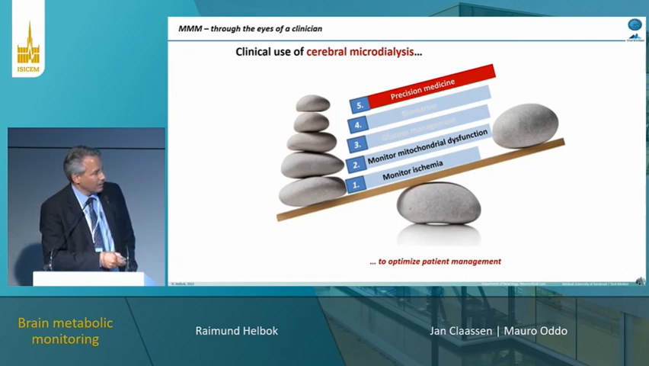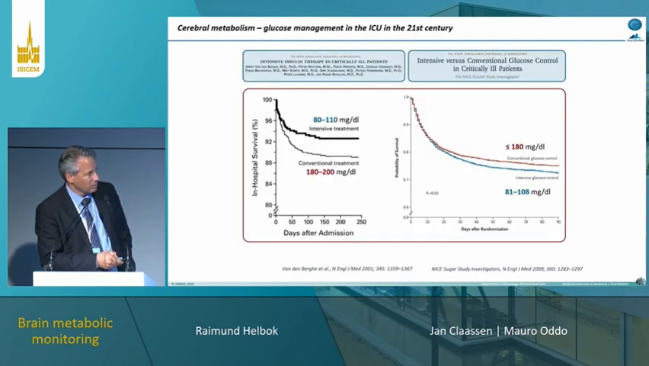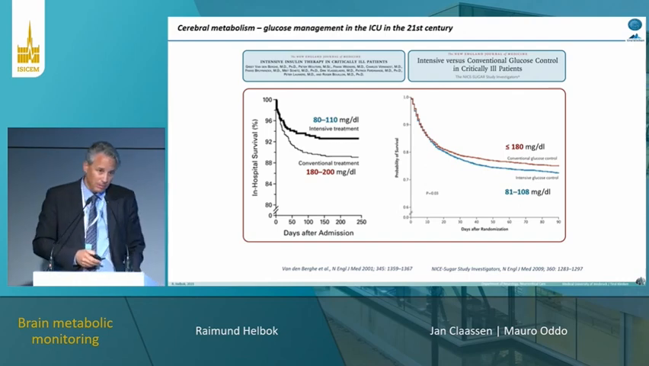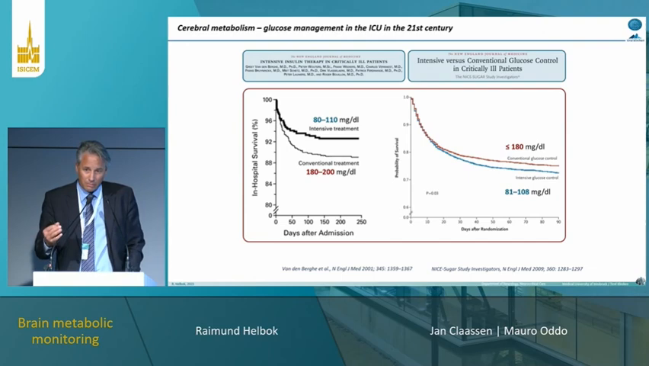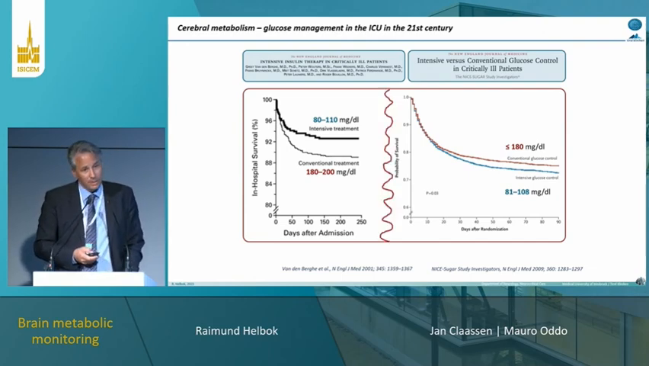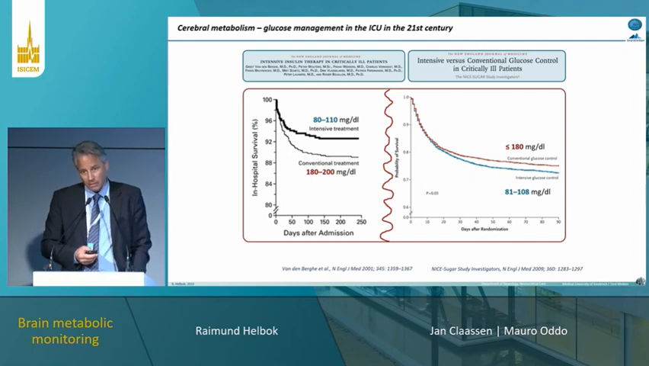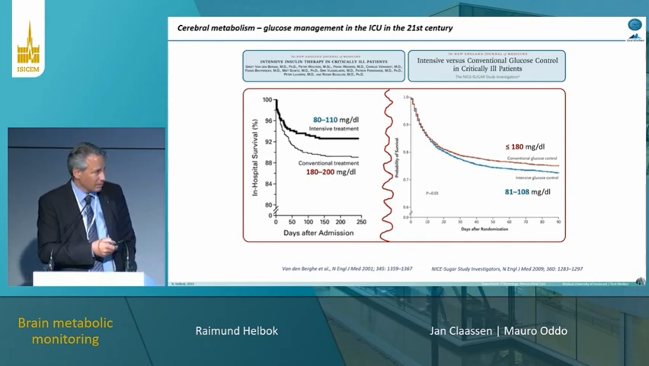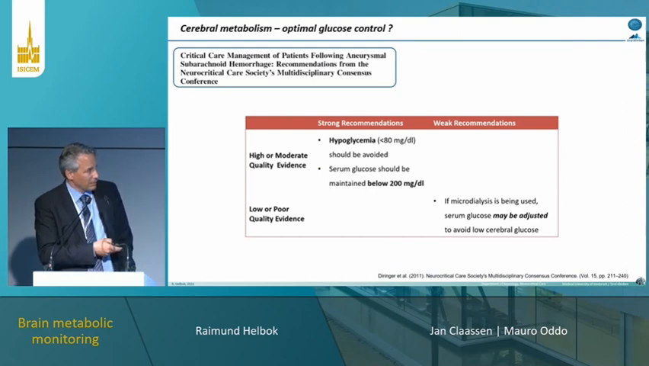So I was talking about ischemia and mitochondrial dysfunction. The next point is glucose management. And we heard an excellent talk today in the morning in the opening session about glucose management. And there's still a huge debate about what the optimal glucose management for patients in the ICU is. And we have to say that neurological patients are mostly underrepresented in these large trials. And the question is whether neurological patients are different.